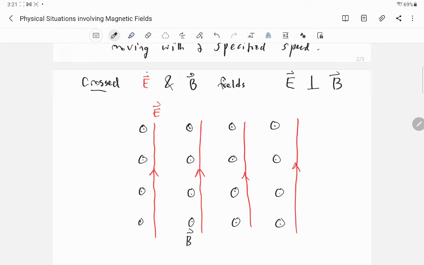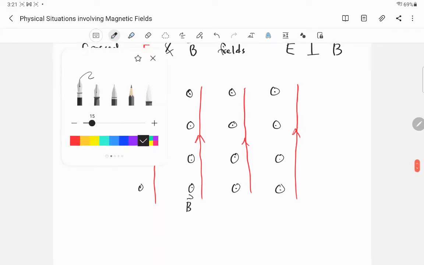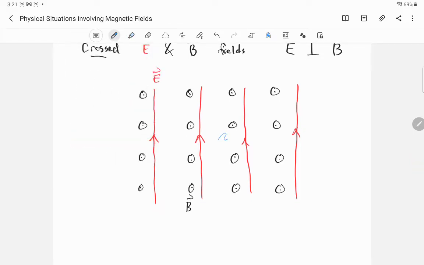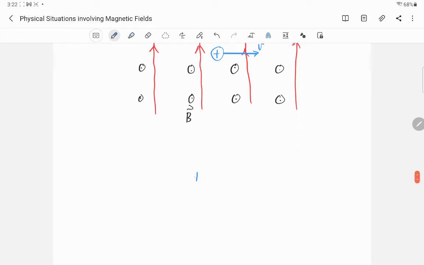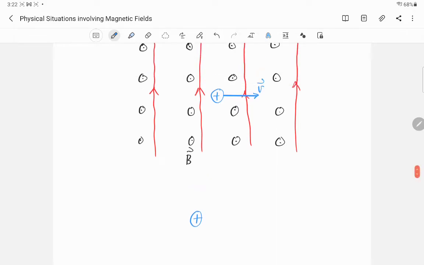And now let's imagine sending in a charged particle. So I'm going to draw a little blue positively charged particle, and I'm going to imagine it moving with a velocity v towards the right, which is, if you think about it, perpendicular to the electric field, perpendicular to the magnetic field, but I'm just going to think about this charged particle and wonder what kind of forces it experiences.